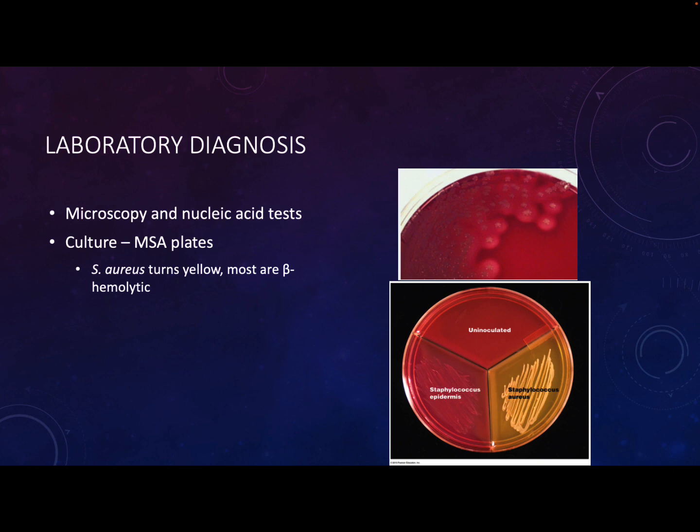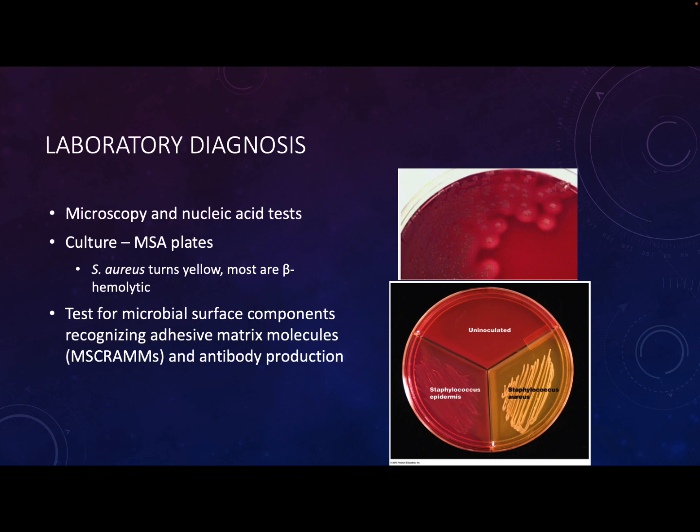You can also do tests for some of the surface proteins. I'm not going to ask you to remember MSCRAMMs, but you can look for the surface proteins that staph produces. And also you can look for a patient to have antibodies against staph. That is probably not terribly informative because most people have staph already on them. So the presence may not be informative. The levels might be. If a patient has really high levels of anti-staph antibodies, that could be indicative of an ongoing infection.